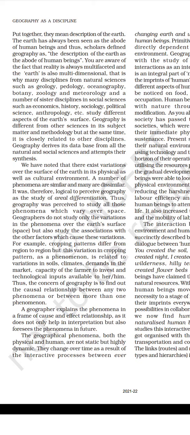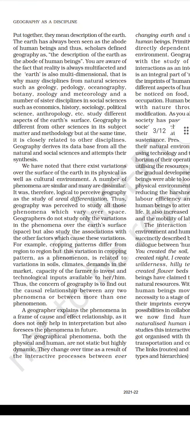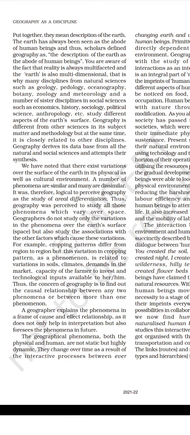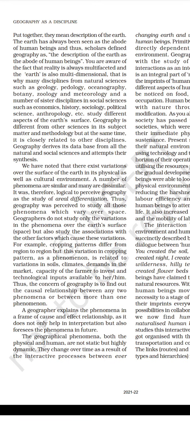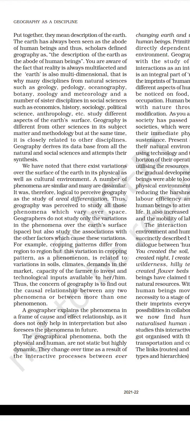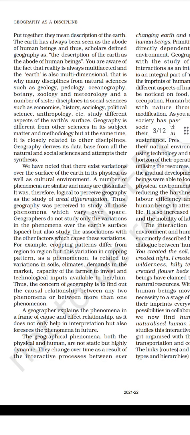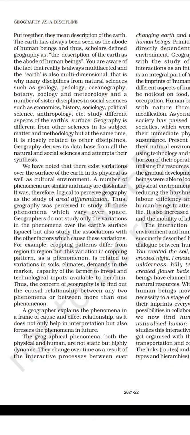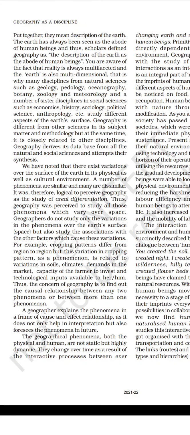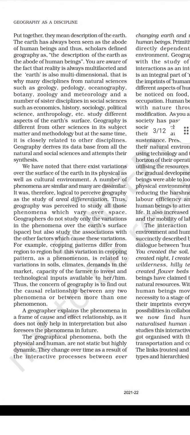Geography is different from other sciences in its subject matter and methodology, but at the same time, it is closely related to other disciplines. Geography derived its database from all the natural and social sciences and attempts their synthesis. We have noted that there exist variations over the surface of the earth in its physical as well as cultural environment. A number of phenomena are similar and many are dissimilar. It was therefore logical to perceive geography as the study of areal differentiation. Thus, geography was perceived to study all those phenomena which vary over space.